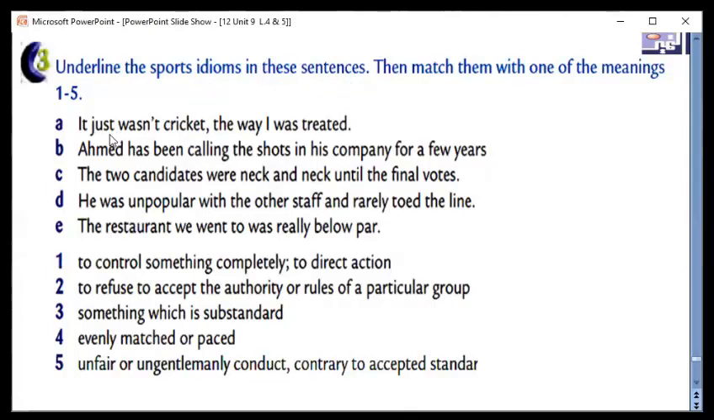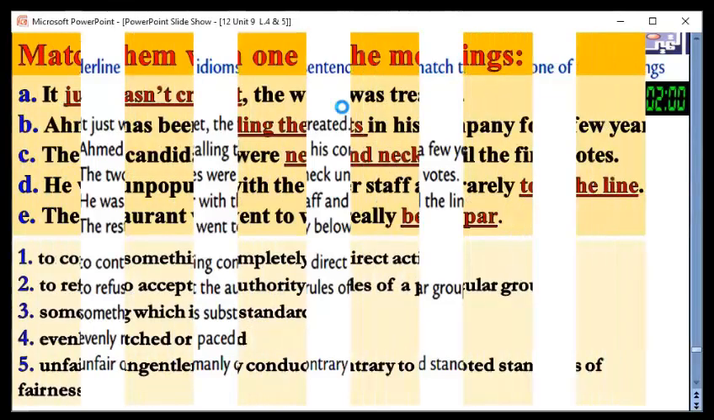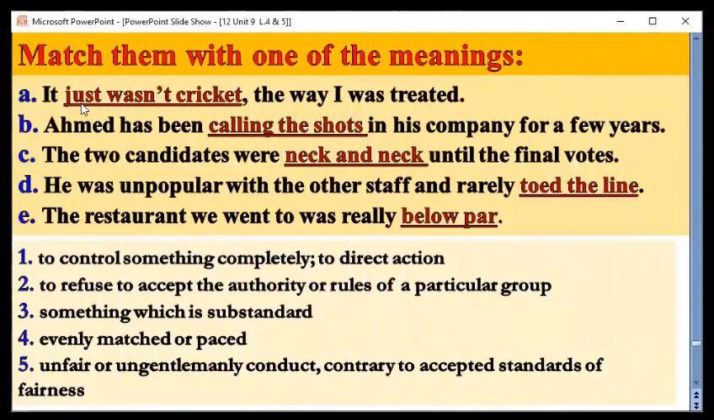Like this one, it just wasn't cricket. In this one here, we have call the shots, and so on. Neck and neck, have a look, neck and neck, and so on. Let us see here the first one, dear students, think about it. Think about this exercise and we would like to do it together. It just wasn't cricket, the way I was treated. Which one here? Let's see here. Unfair, unfair, or ungentlemanly conduct. This is just wasn't cricket.